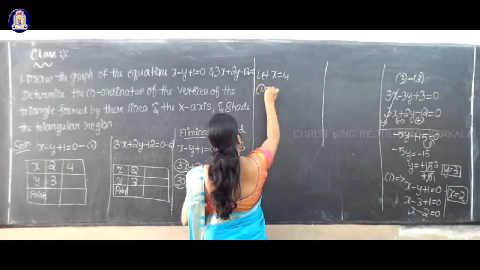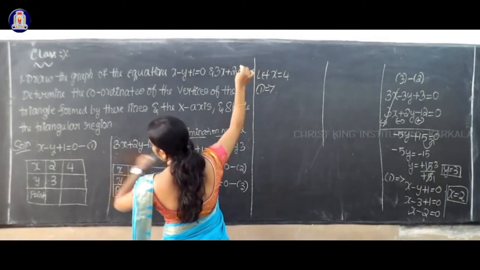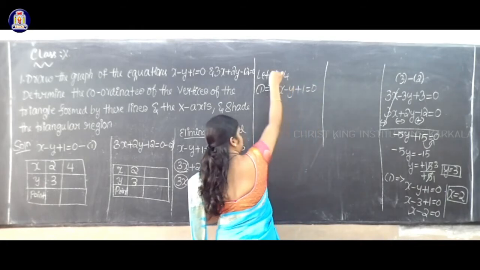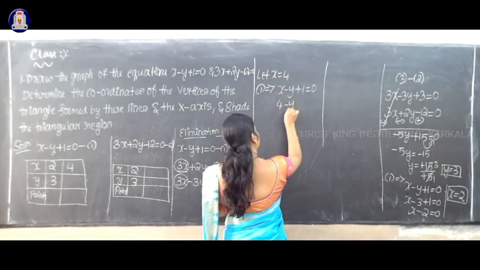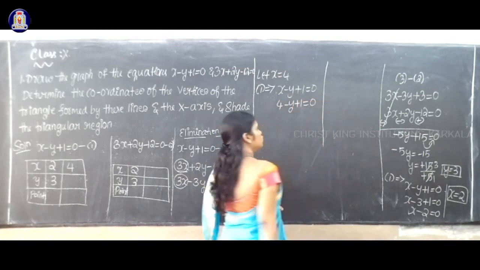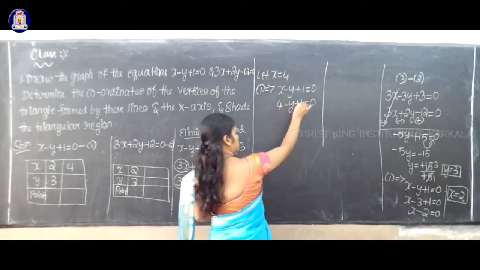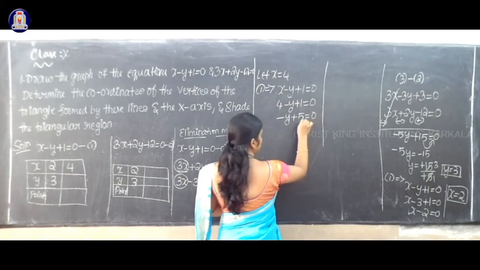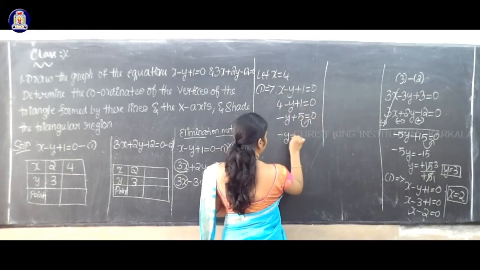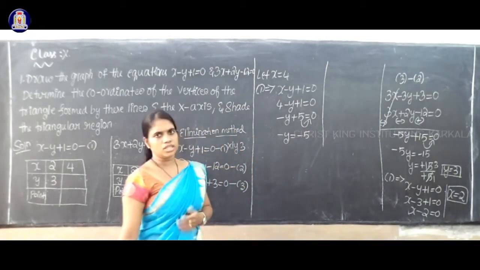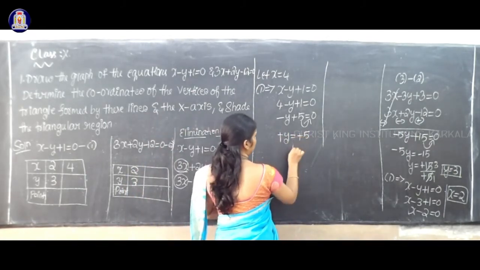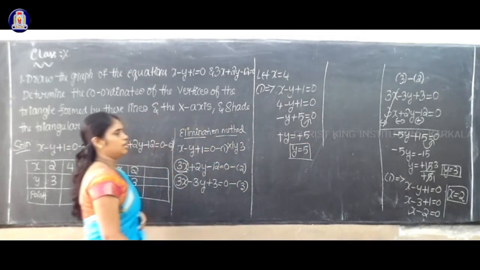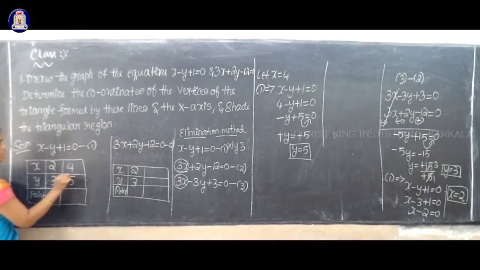Then what about equation number 1? Equation 1 is x minus y plus 1 is equal to 0. In the place of x, I will substitute 4, so 4 minus y plus 1 is equal to 0. Then 4 plus 1 is 5, so minus y plus 5 equal to 0. Shift this 5 to the right hand side, so you will get minus 5. On both sides minus and minus become plus. Therefore the value of y is 5.